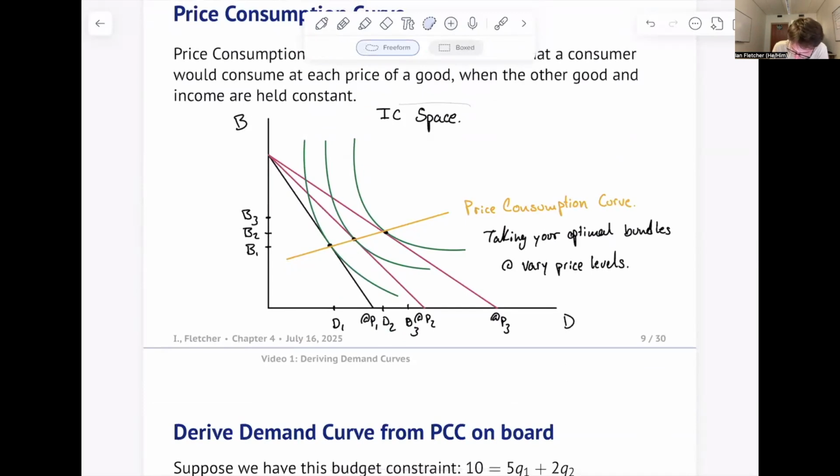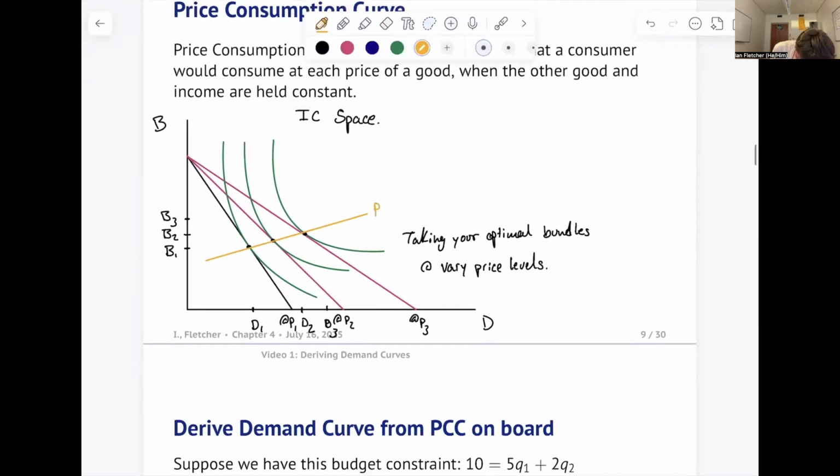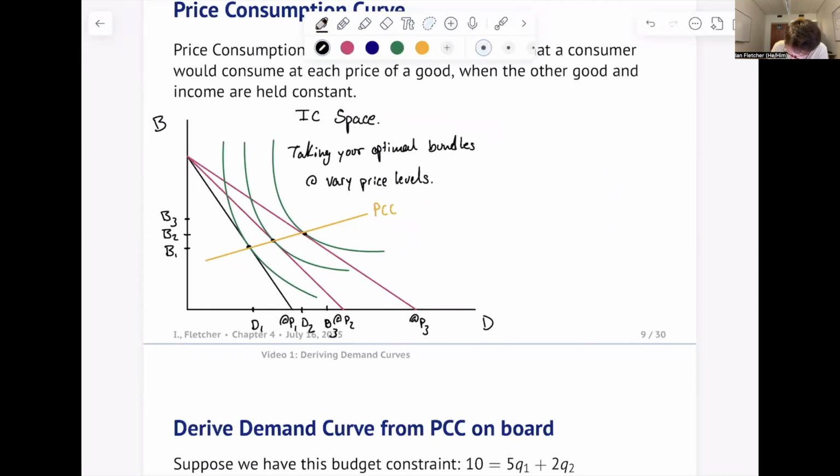We should then be able to take this. So I'm going to erase this. I'm just going to trim this up. We're going to call this the PCC. We'll leave this up here. Then we can go into demand curve space. So again, we're going to keep quantity on the x-axis and price on the y-axis. And let's say that this is quantity of donuts.